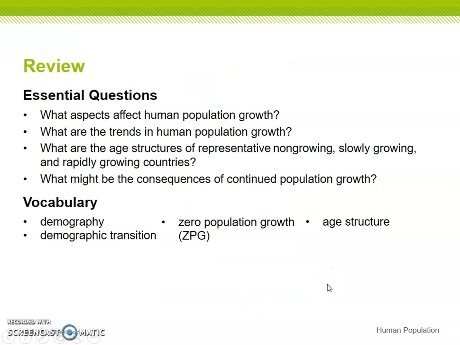So here we are at our summary slide, our review slide. Hopefully you can answer those 4 essential questions and you can define those vocabulary terms. If you have any questions, shoot me an email or ask me in class tomorrow.